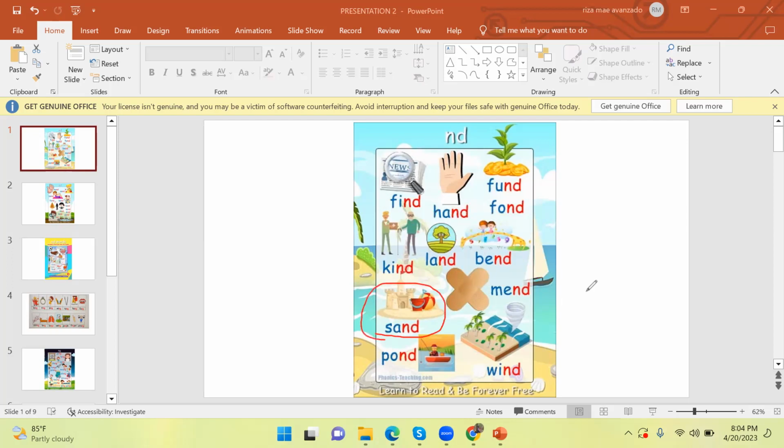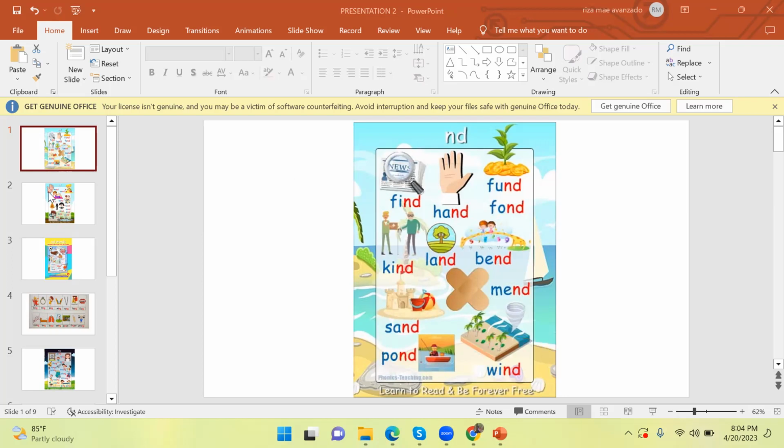This one. Sand. Okay, sand. How about this one? Mend. Good job. This one. Pond. Very good. How about this one? Wind. Okay. Very good. So those are the examples of ND.